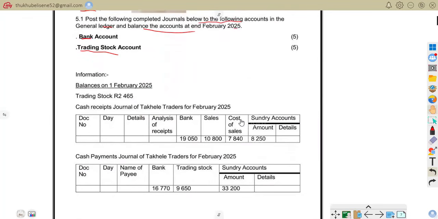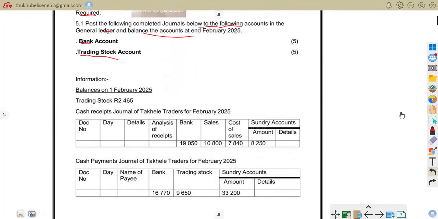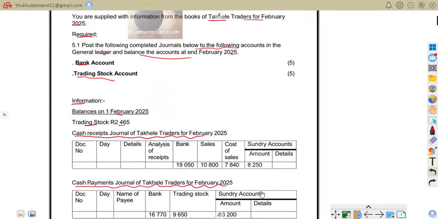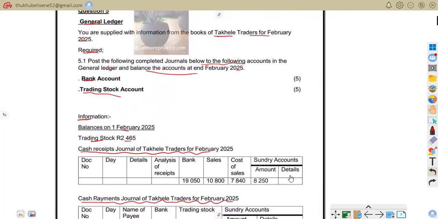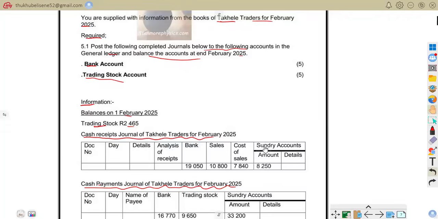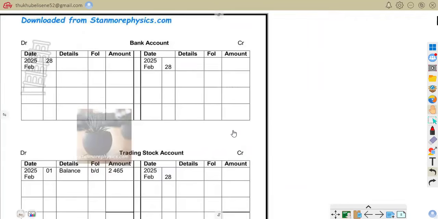Bank account and trading stock. So the information is balances on February 2025. We have trading stock of 2,465. Now we have the cash receipts journal of Takhele Traders as well as the cash payments journal for 2025. So what we are asked to do is the bank account and trading stock. Let's move on.